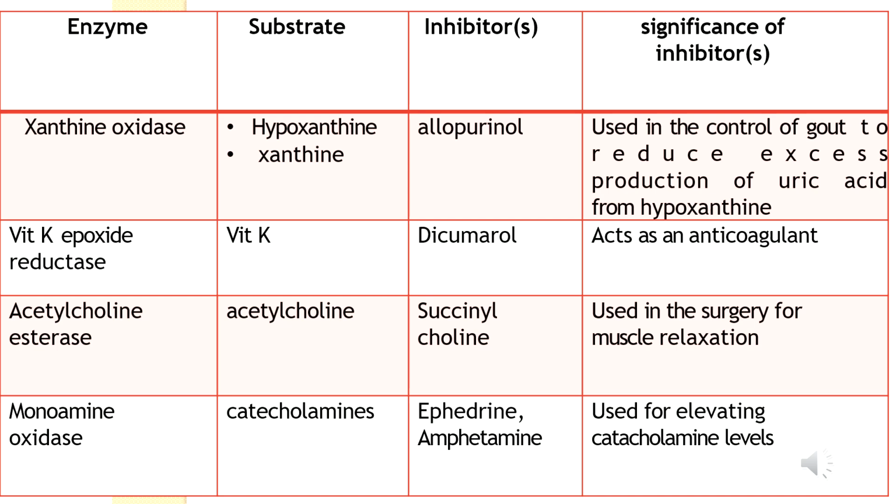And the last one is monoamine oxidase. Here the substrate is catecholamine. The inhibitors are ephedrine and amphetamine, and it is used for elevating catecholamine levels. So these are all the examples of competitive inhibition.